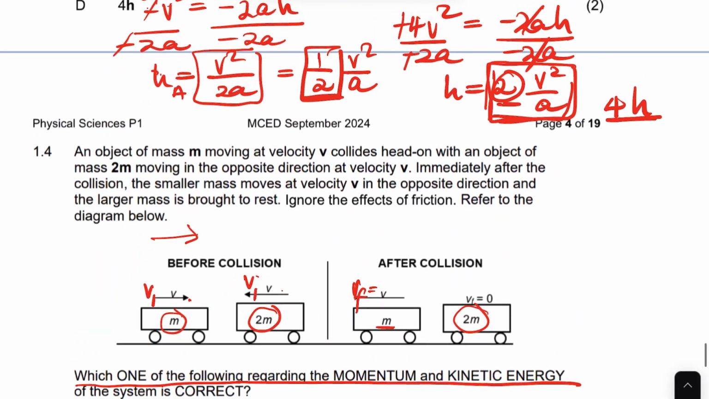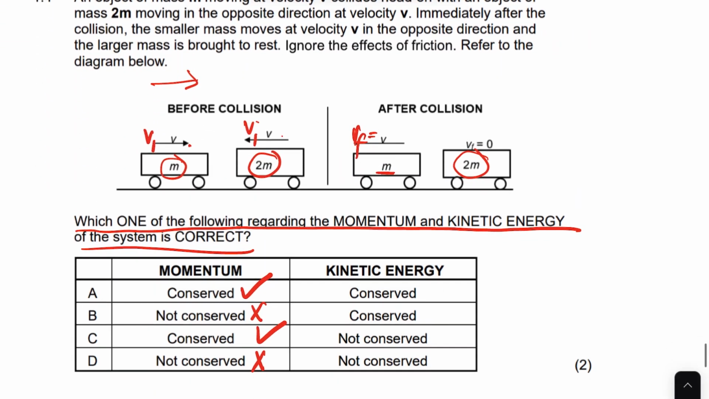Now looking at this type of collision, it's an inelastic collision, because object m turns back with the same velocity, so there's no change in its speed. Do you see? The speed is the same. And if you look at object 2m, its velocity was v, now it becomes what? 0.